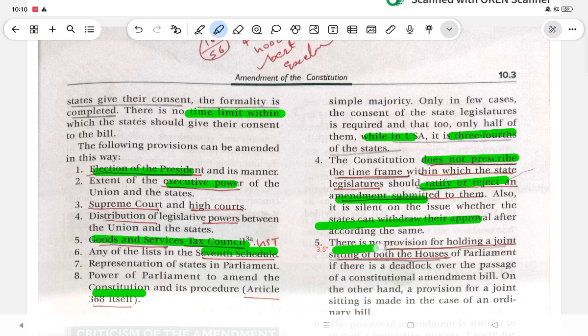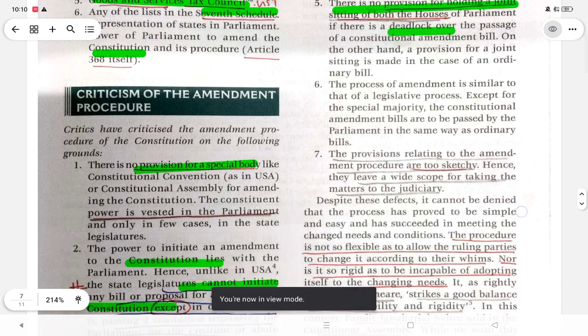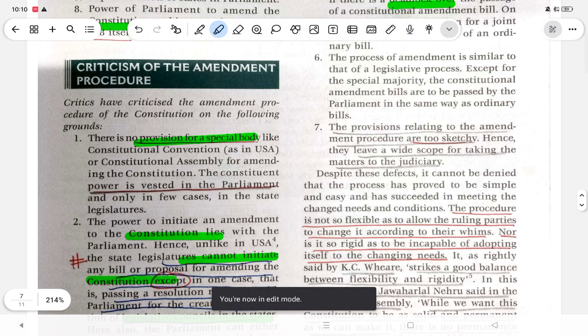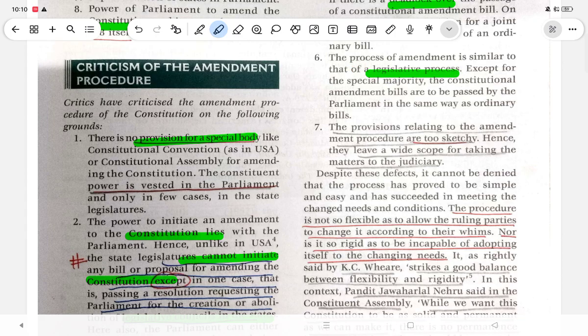Fifth, there is no provision for holding a joint sitting of both the Houses of Parliament if there is a deadlock over the passage of a constitutional amendment bill. On the other hand, the provision for a joint sitting is made in the case of an ordinary bill. Sixth, the process of amendment is similar to the legislative process except for the special majority. Constitutional amendment bills are passed by the Parliament in the same way as ordinary bills.